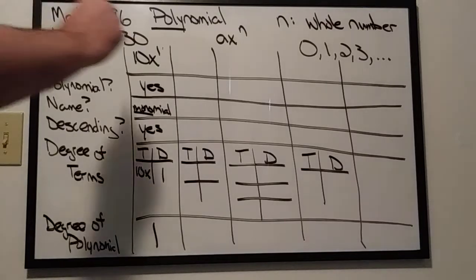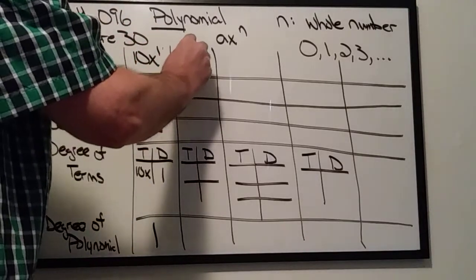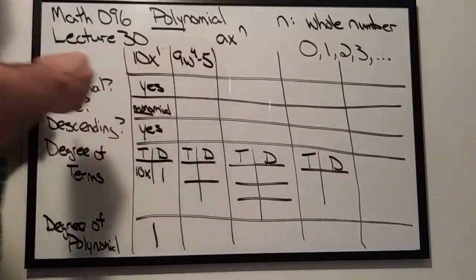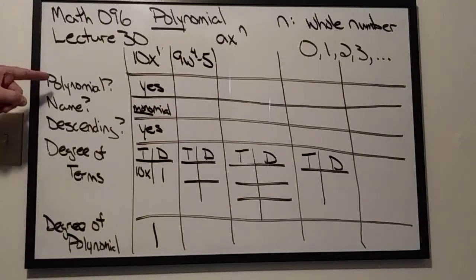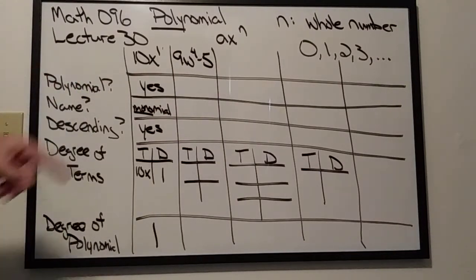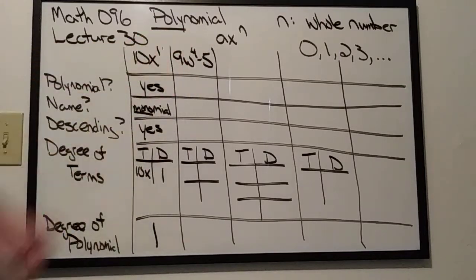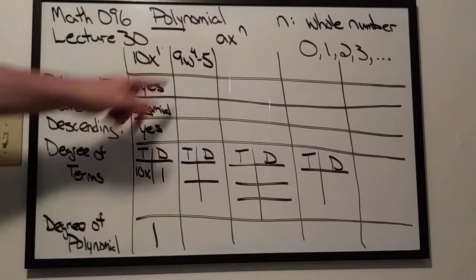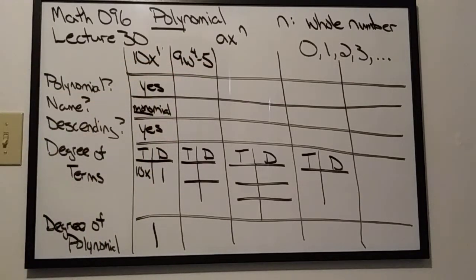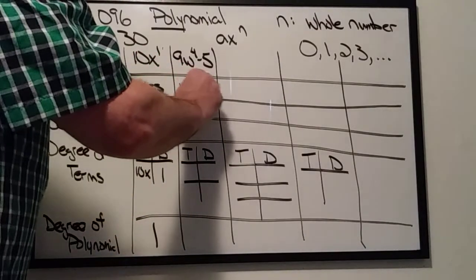So we have 9w to the 4th minus 5. Now this time, in order to answer if this is a polynomial or not, I have to look at each term individually. 9w to the 4th is one of my terms. And again, I have to make sure that 9 is a real number and 4 is a whole number. The answer on both those is yes. And as you look at the negative 5, everything's fine there as well. Our negative 5 is a real number, so this is a perfectly acceptable polynomial. So yes, it's a polynomial.